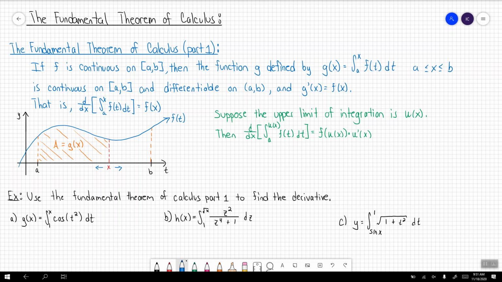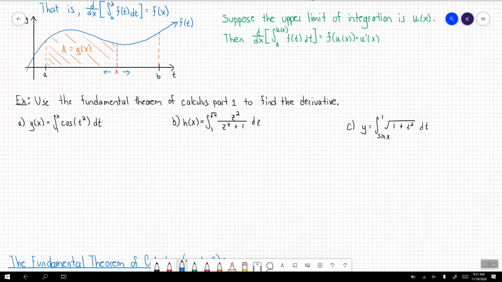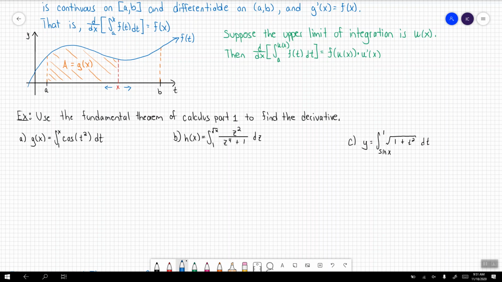Now, we can also have that if we assign the upper limit not as a stopping point x, but instead as a function of the stopping point, then we can apply the chain rule in order for this function to still be differentiable. And so here we're going to use the fundamental theorem of calculus part 1 to find these respective derivatives.